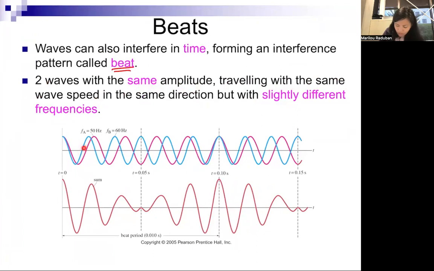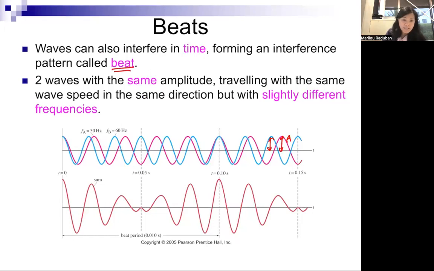This figure shows you two waves, the blue wave and the pink wave. They have the same amplitude, but they have slightly different frequencies. The pink wave has 50 hertz frequency and the blue wave 60 hertz frequency. We know that they have different frequencies because they're slightly out of sync. They don't completely overlap, which means they have slightly different periods.